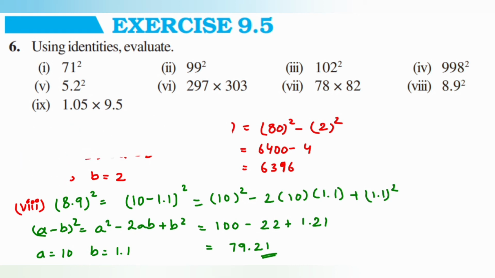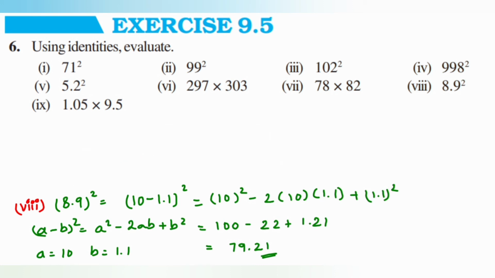Now the ninth question is a little different from the other problems. Okay, here we go. So the question is 1.05 multiplied by 9.5. Now here we cannot apply any of the identities, but we can write 1.05 as (1 plus 0.05) into, and we can write 9.5 as (10 minus 0.5).